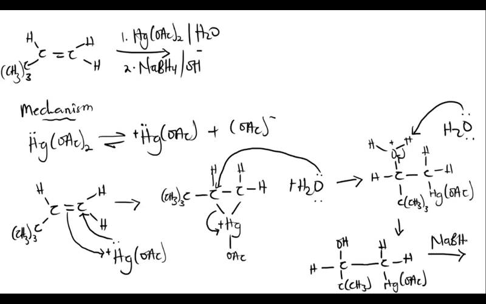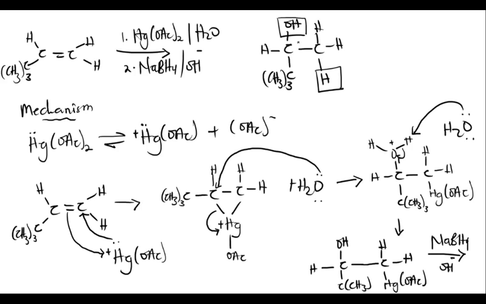Now that we've reached this intermediate, all we need to do is add sodium borohydride in the presence of a base, which will replace the acetoxymercuric group over here with hydrogen, and then we'll get our product where hydrogen will be here. So our product will be: carbon, then we have our OH group over here, hydrogen here, then we have CH3, three of these attached to this carbon, and then hydrogen over here. But note, the new hydrogen that we are adding is the one at the bottom over here, and the new hydroxide group that we are adding is the one at the top over here.